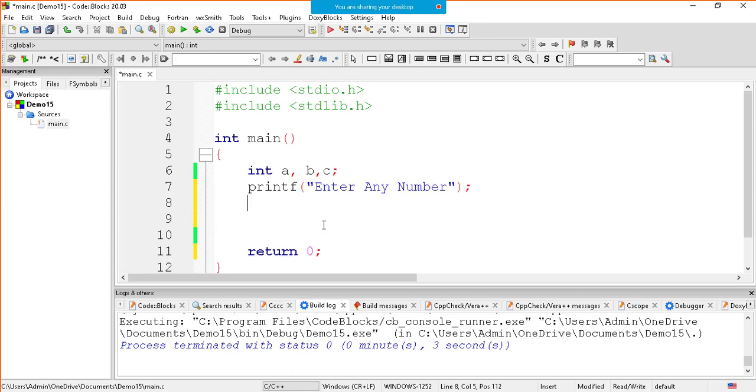Now the user will enter the number. Whatever number the user enters, I want to store it in some variable. You know that printf is an output function, so in order to take the value I have to use some input function. So what is the input function? You use scanf.